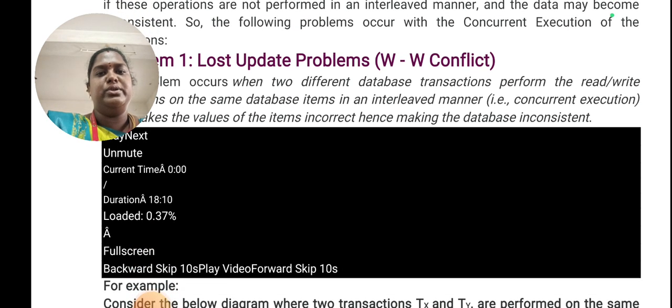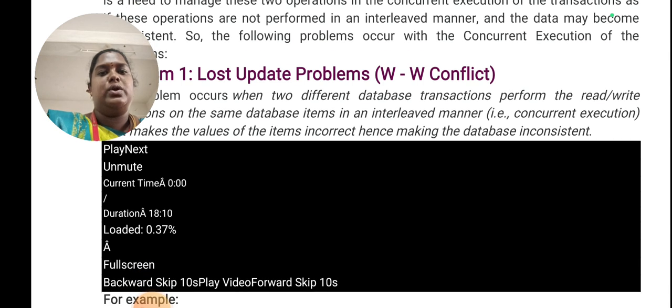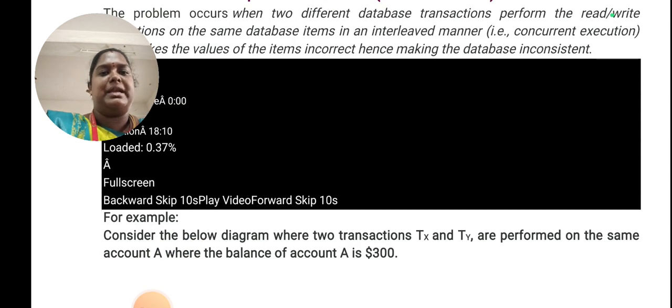We are having to unmute the playlist, and then we are going to load the video in full screen.